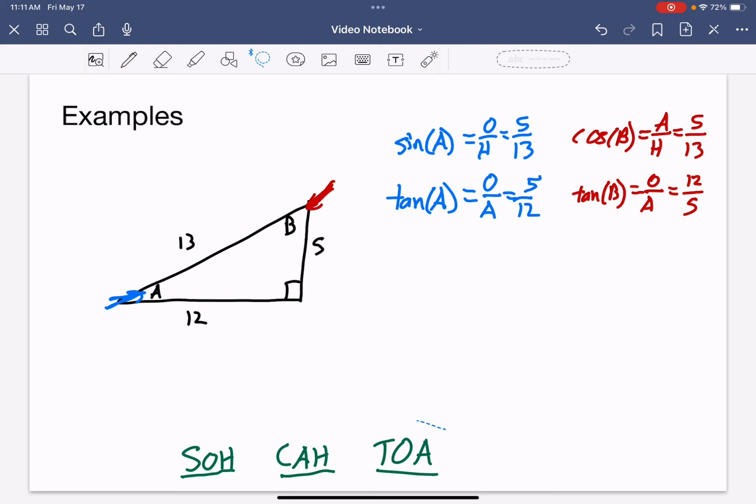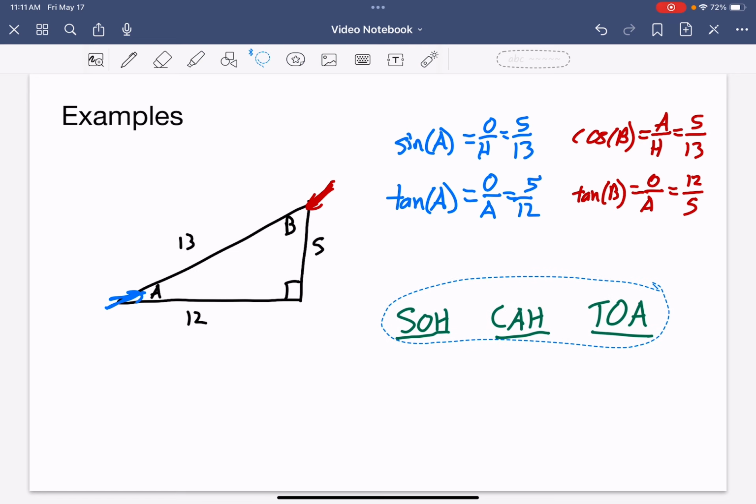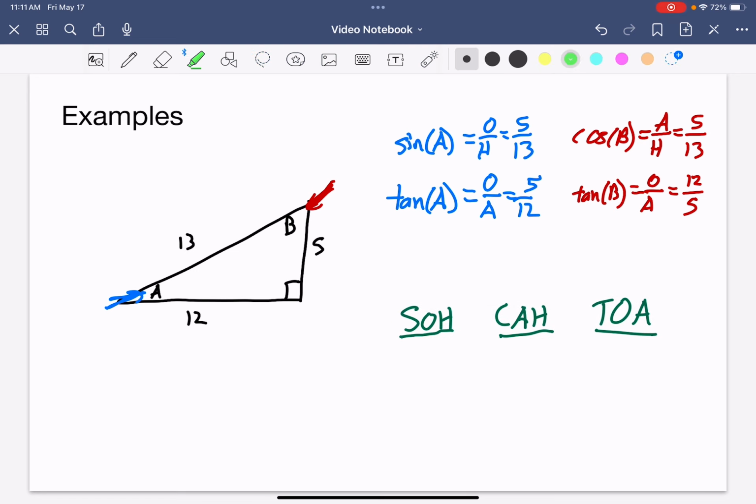So, it takes some practice, takes a little bit of getting used to, but here's what we've got to know. We have to know SOH CAH TOA. You know SOH CAH TOA, you're going to be able to get started with it and take it from there. So, again, trig is nothing more than applying some ratios. And right now, all we're doing is writing some fractions. Eventually, we'll be able to use these fractions to do other things.